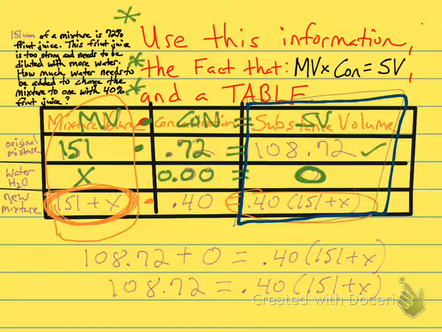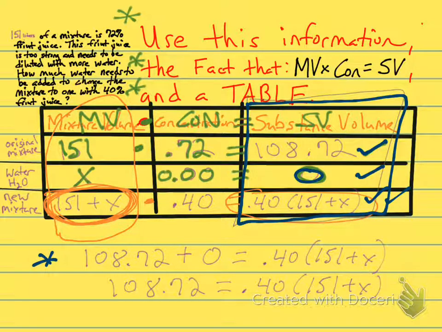Once we have our cells filled, it is this last column that we're going to use to set up the equation. And if we take the substance in the original mixture, add to it what we added to the original mixture, which in this case in concentration of the substance is 0, that will equal the concentration in the final mixture.